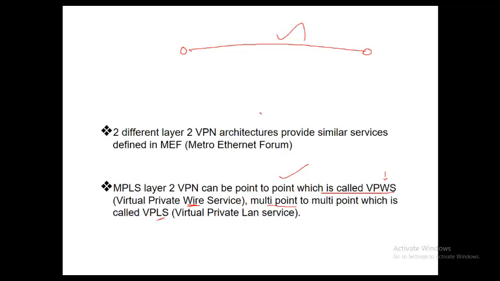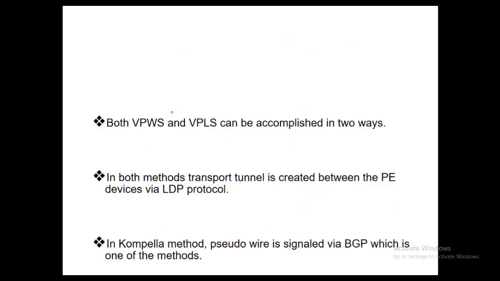LAN means what? Will you have just 2 points? No. You will have multiple ports, like a LAN switch. So VPLS means virtual private LAN service, which is also called layer 2 multipoint VPN. VPWS is layer 2 point-to-point VPN. Both VPWS, virtual private wire service, which is point-to-point, and VPLS, which is LAN service, can be accomplished in two ways. One, this is what I was talking about.